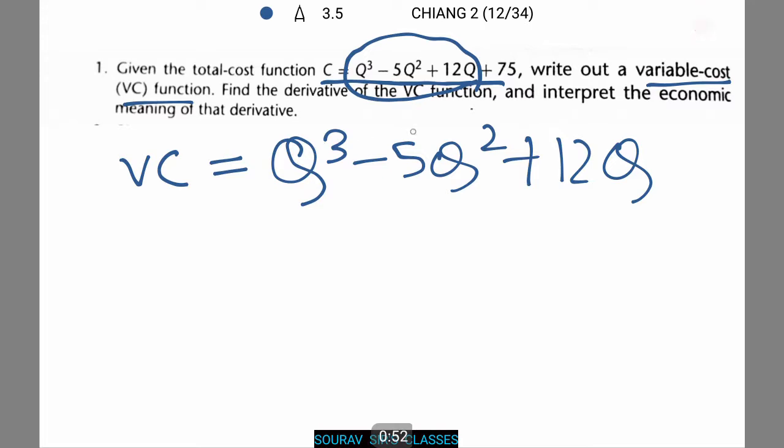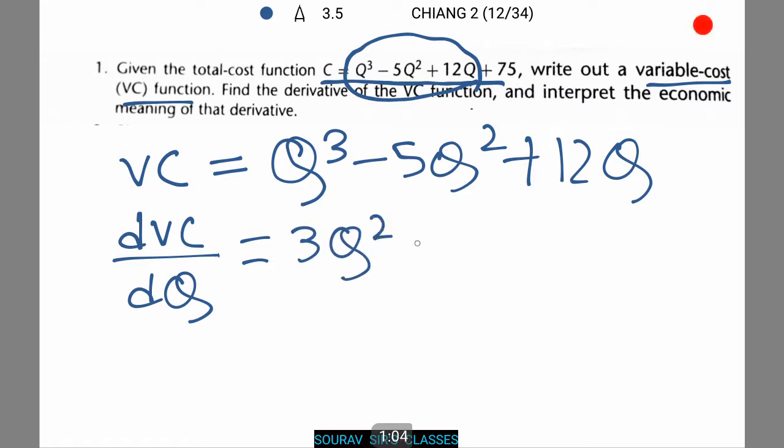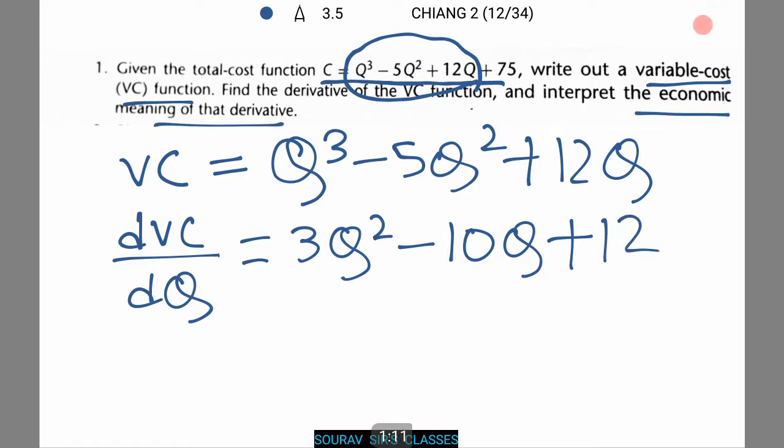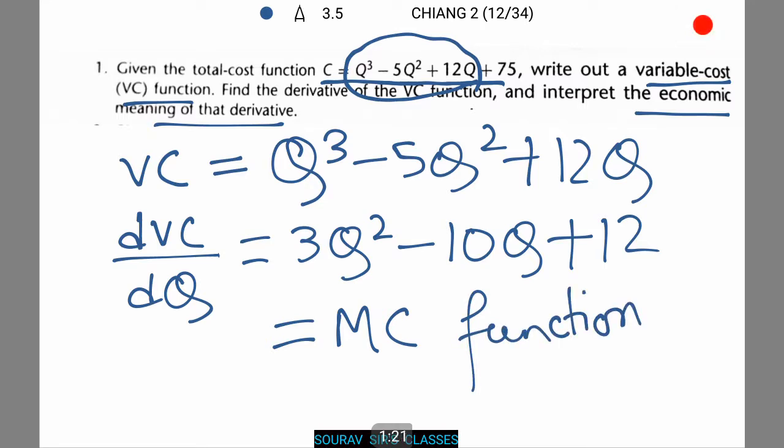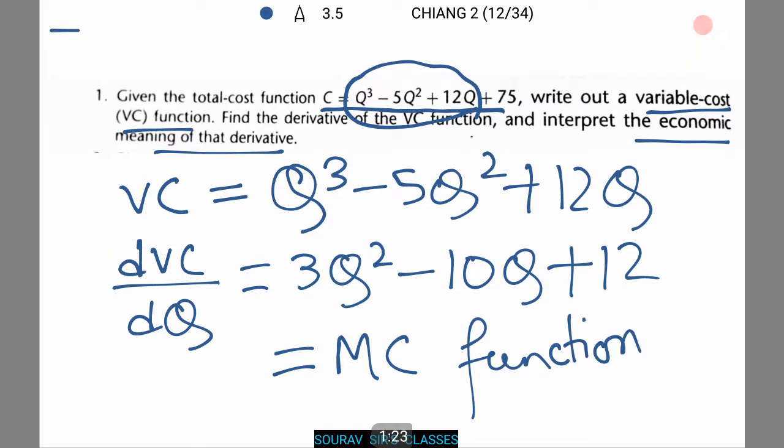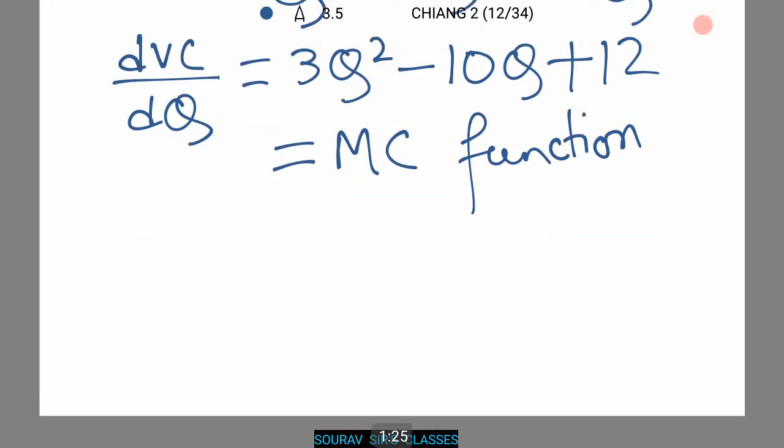Now we need to find the derivative of the VC function and interpret the economic meaning. That is dVC by dQ equals 3Q square minus 10Q plus 12. We need to interpret the economic meaning of the derivative. This is nothing but the marginal cost function. Moving on to the next question.